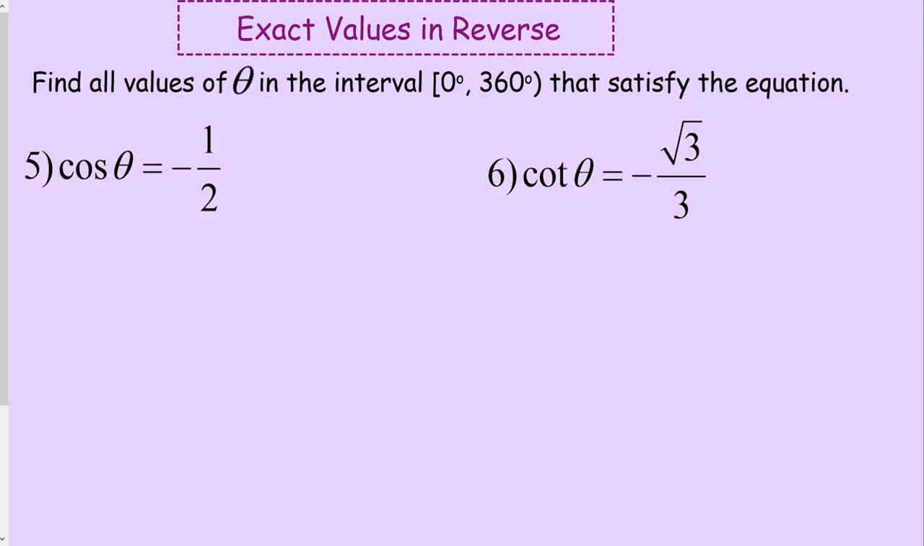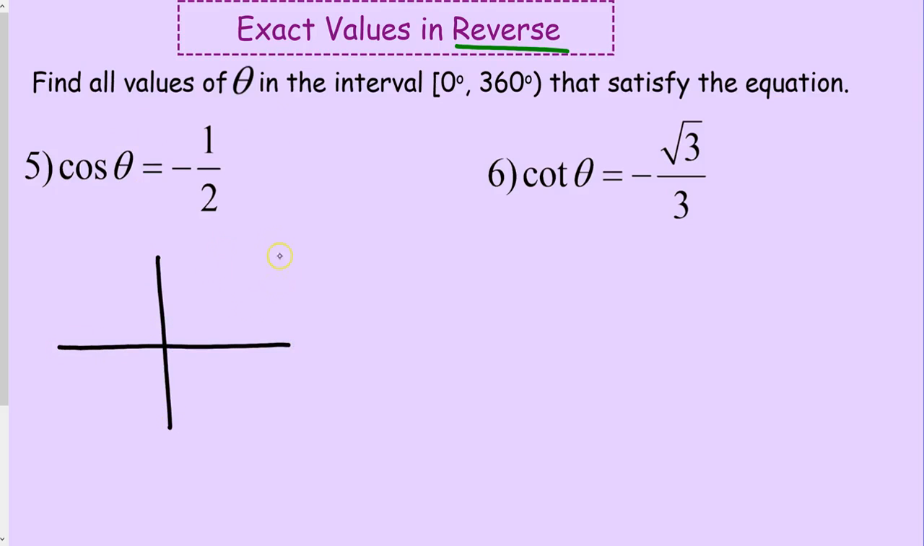Last thing I want to teach you is how to do this backwards. So, what happens if you know the exact value and you're looking for the angle? Find all the values of theta in the interval between 0 and 360 degrees that satisfy this equation. Okay, so for number 5, we want the cosine of theta to be negative 1/2. So you ask yourself, where is cosine negative?